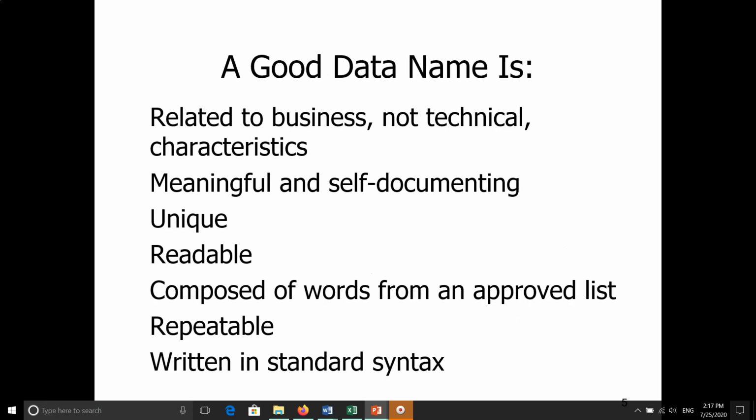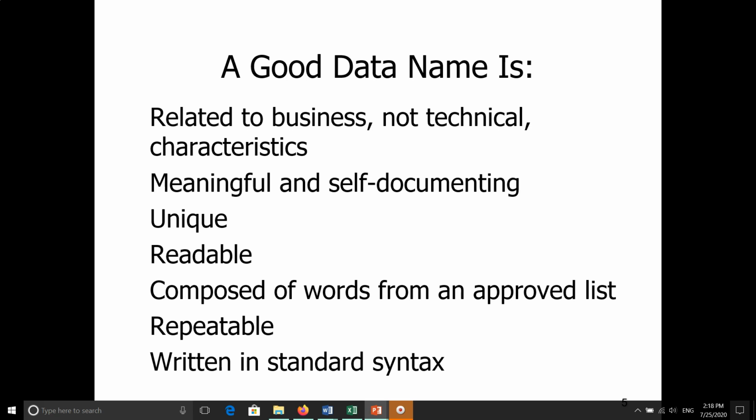One important decision you need to make during the data modeling process is that you need to name all the entities, relationships, and sometimes even the business rules. So how do you come up with these data names? Well, there are also some guidelines for coming up with good data names. For example, here on this slide we have a number of guidelines.